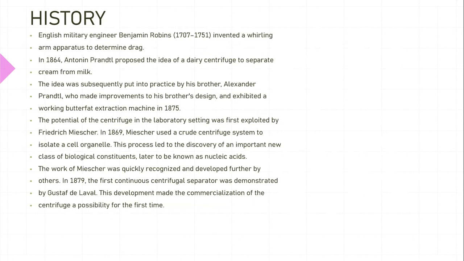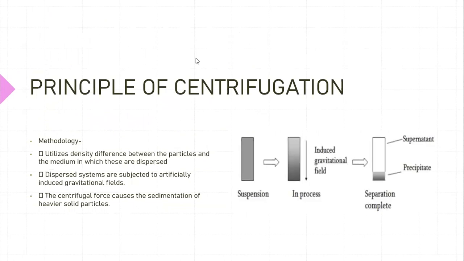In 1879, the first continuous centrifugal separator was demonstrated by Gustaf de Laval. This development made the commercialization of the centrifuge a possibility for the first time. So from 1707 to 1879, the final apparatus was formed.